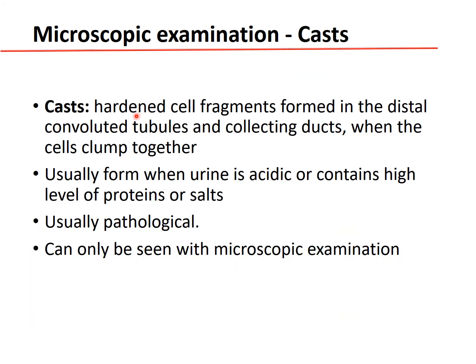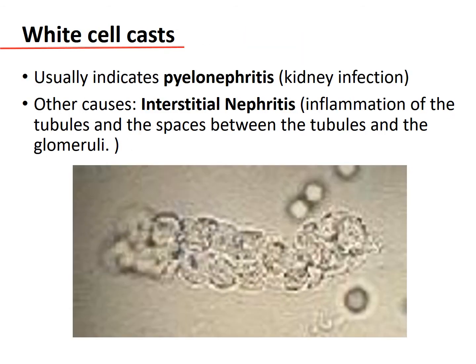Casts. A cast is hardened cell fragments formed in the distal convoluted tubules and collecting ducts, where cells clump together. They usually form when urine is acidic or contains a high level of proteins or salt, are usually pathological, and can only be seen with microscopic examination. White blood cell casts usually indicate pyelonephritis, kidney infection. The other cause can be interstitial nephritis, inflammation of the tubules and the space between the tubules and the glomeruli.